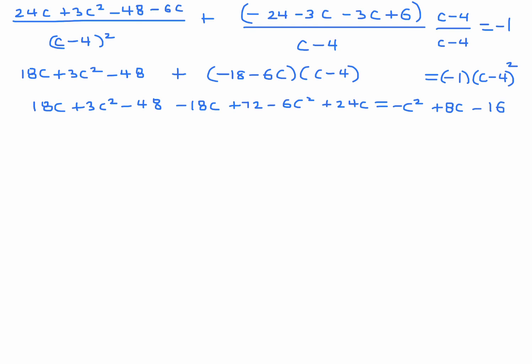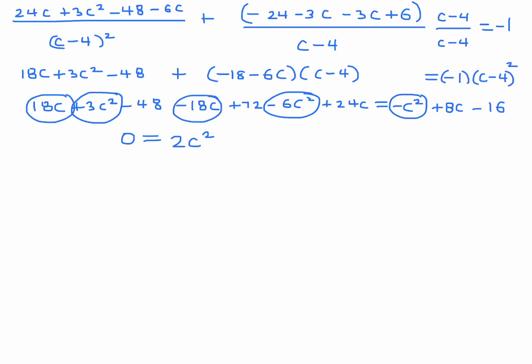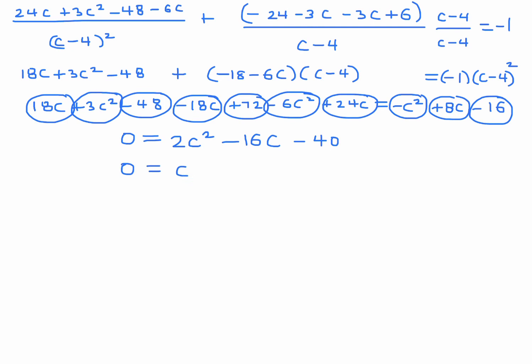Okay, now let's put everything on one side if we can. Let's try to combine. We've got plus 3 minus 6, so the minus 3, when you put the minus 3 on this side, if you're adding, it will become 2c squared. Then the c's, this 18c cancels with that. And the 24 I'll bring over here, so it'll be 8 minus 24, which will be minus 16c. And the numbers, minus 48, 72, and minus 16. When you combine those, it's minus 40. Okay, very nice. So divide through by 2, and I will get this.